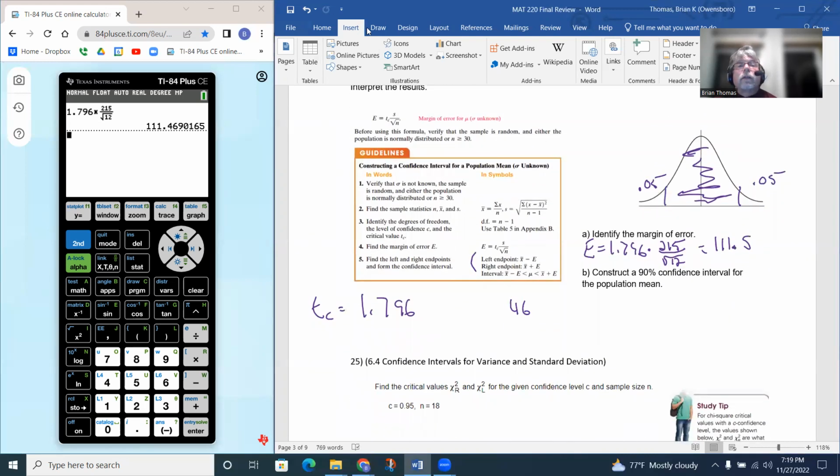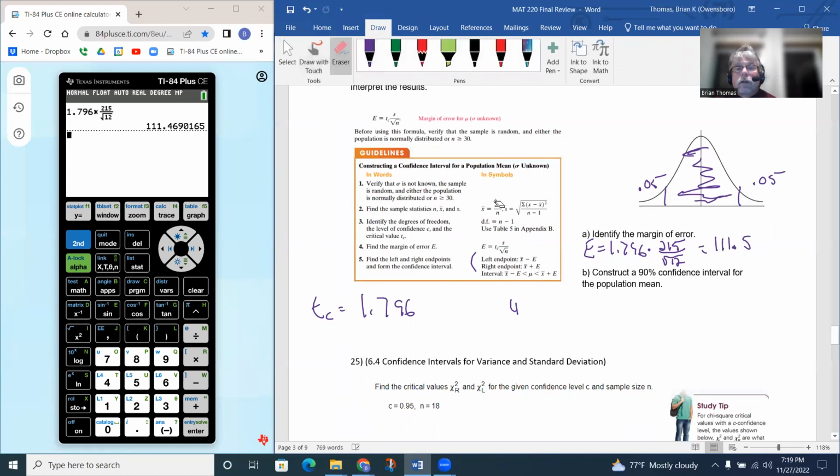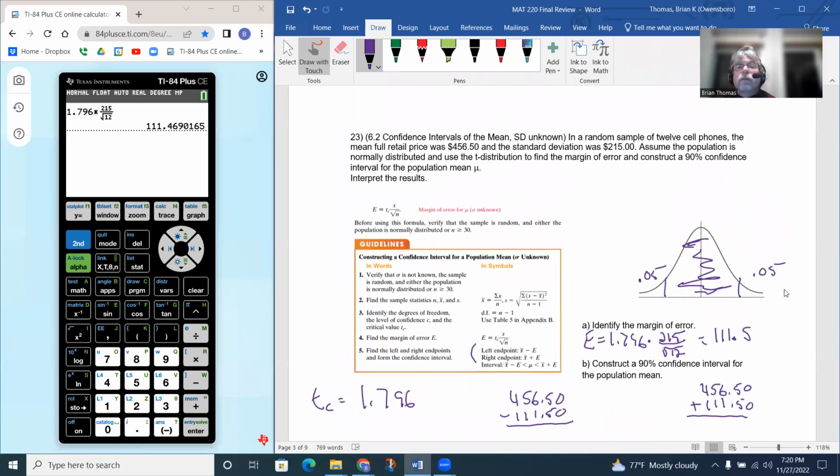456.50. So if I subtract the margin of error, which is the 111.50, that'll give me the left side of the interval. If I do 456.50 plus 111.50, that'll give me the right side of this interval.